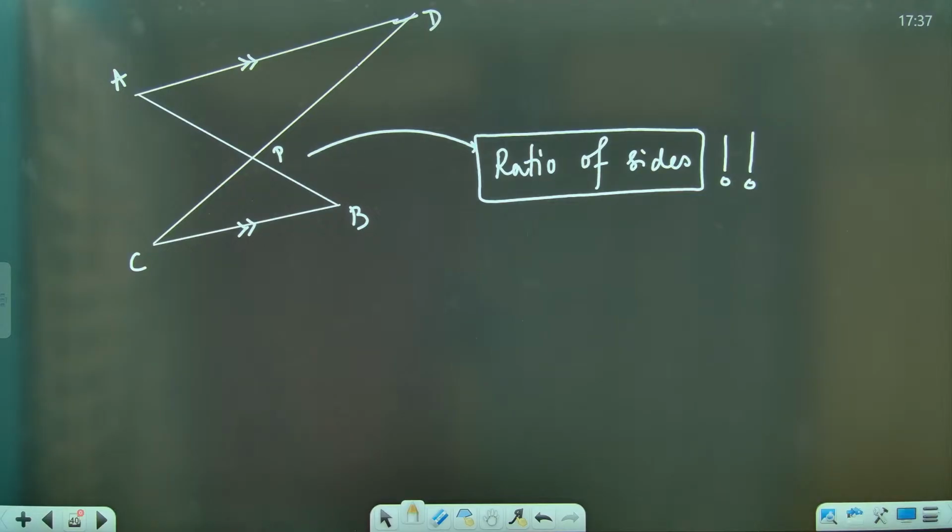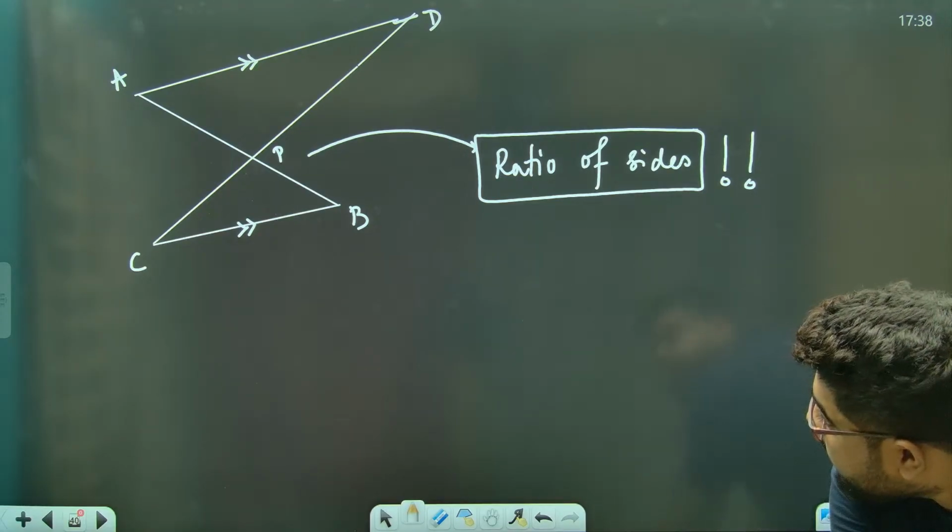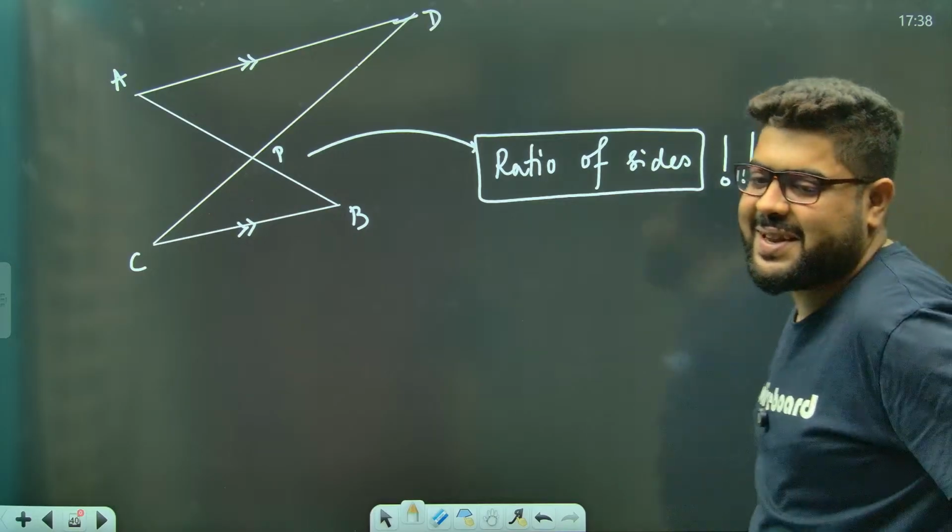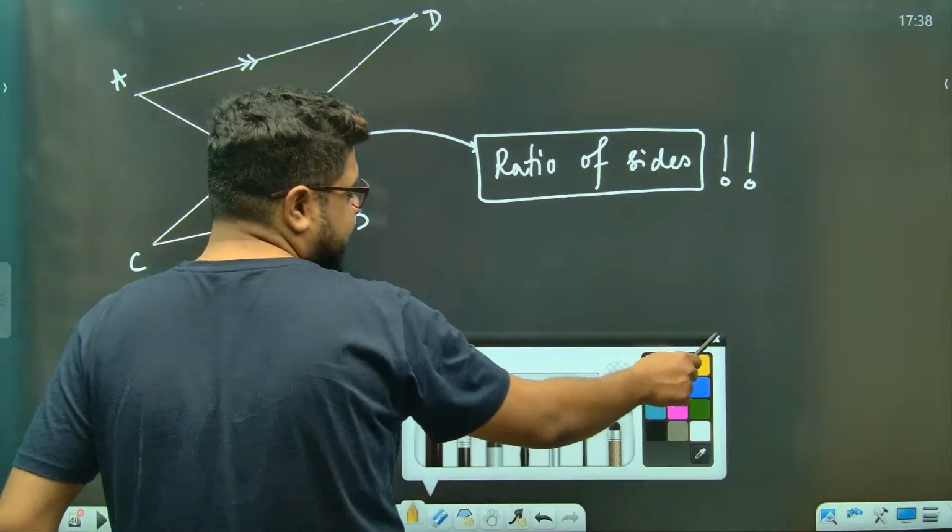Take your time, do this. AP by CP. Okay. अच्छा चलो let's see. बताते हैं. Tell me which angle is equal to which angle.